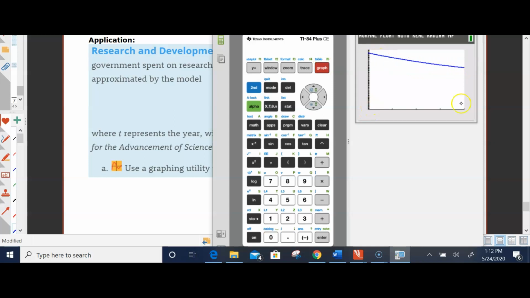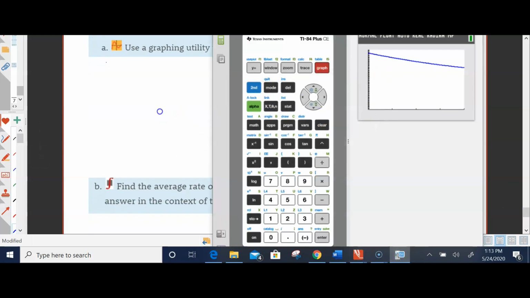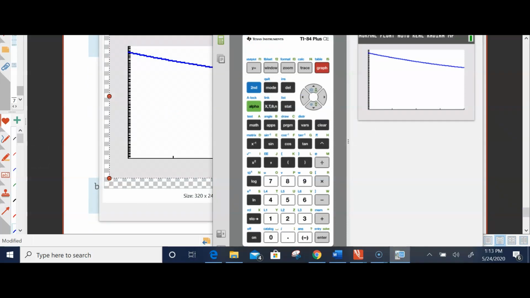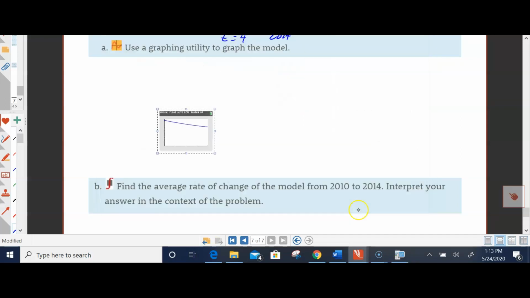From 2010 to 2014, look at the spending. It looks like that spending is decreasing. The first part of this was to graph it. All right, so we've got our graph. Come over here, click OK, and there's our graph. Did you do that? Okay, well, there's a tiny graph.